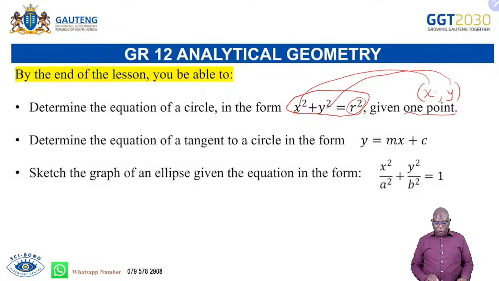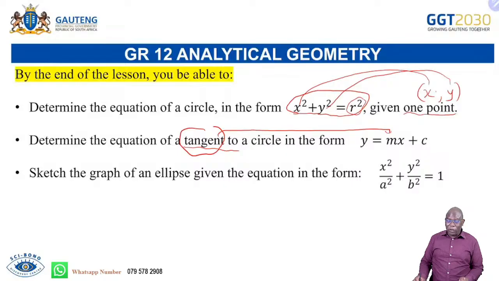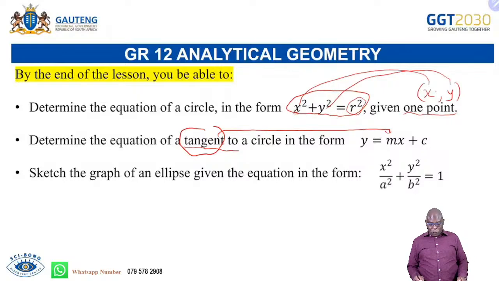We must be able to determine the equation of the tangent. What is a tangent? It's a straight line. So if it's a straight line, it must be connected to the equation of the straight line, y equals mx plus c. We must be able to get the equation of the tangent when the questions say, determine the equation of the tangent.